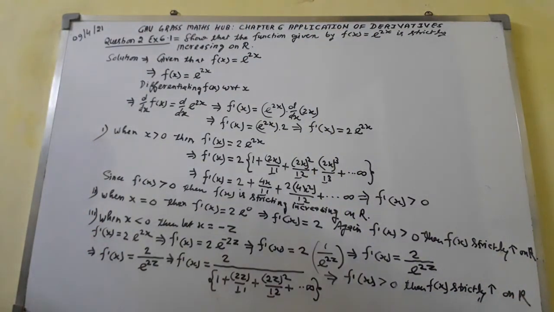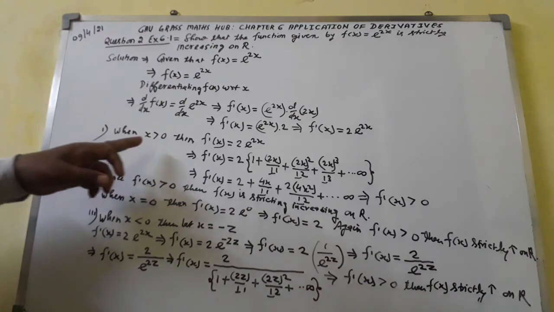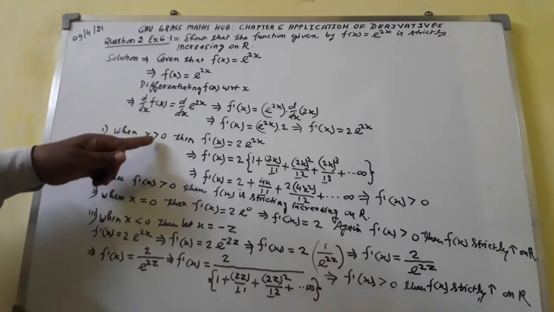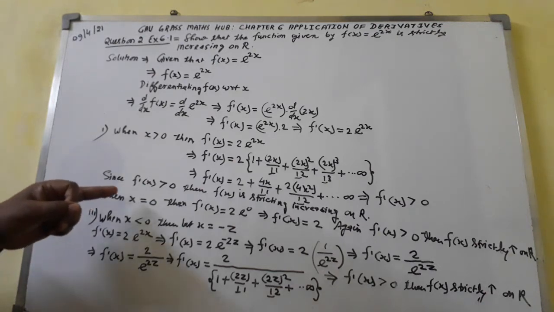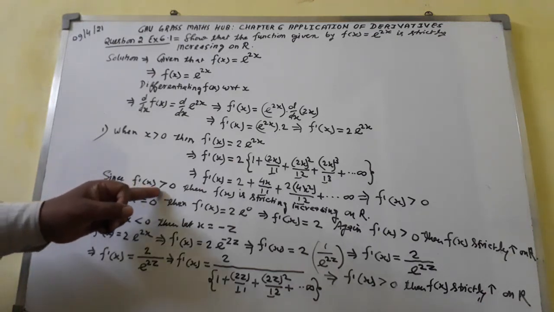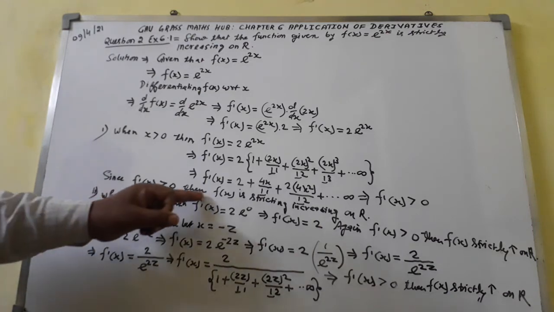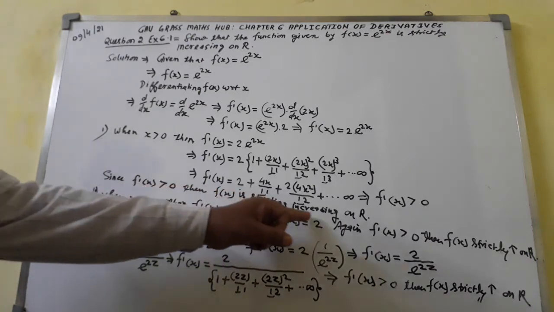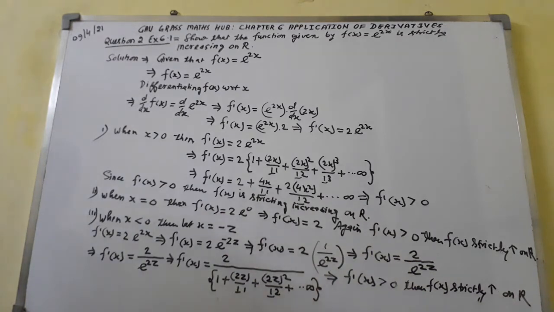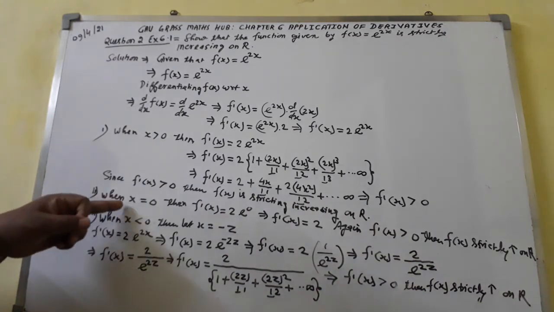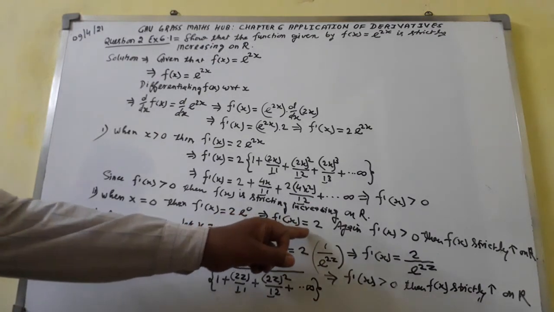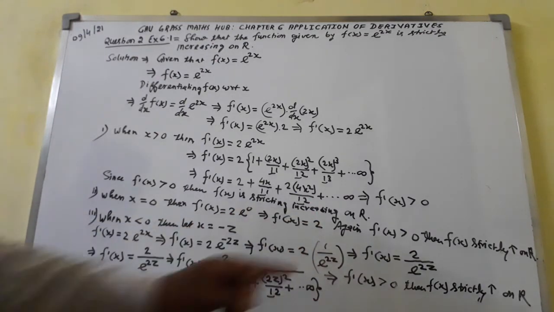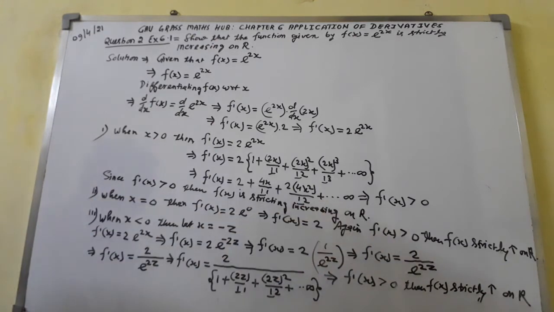So here you can see in the first case also, when x is greater than 0, f dash of x is greater than 0, then f of x is strictly increasing on the set of real numbers R. Here also in the second condition, when x is equal to 0, f dash of x equal to 2. Again f dash of x is greater than 0, then f of x is strictly increasing on the set of real numbers.